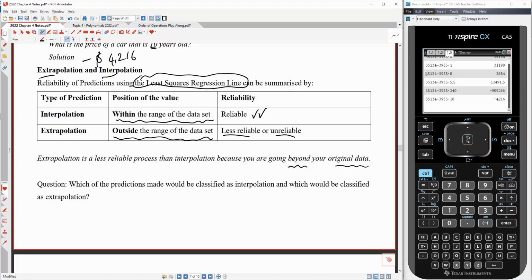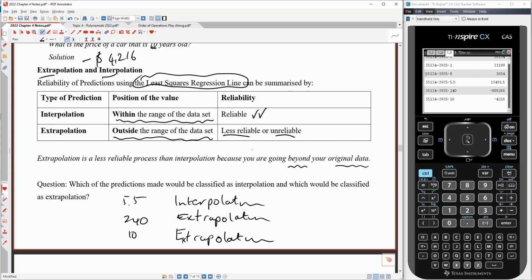So which of the predictions made before? So 5.5 would be interpolation. 240 was extrapolation. And 10, even though it was close to the highest number, which was 8, it was still outside the range of the highest value. So we're going to say that this would be also extrapolation. Okay.